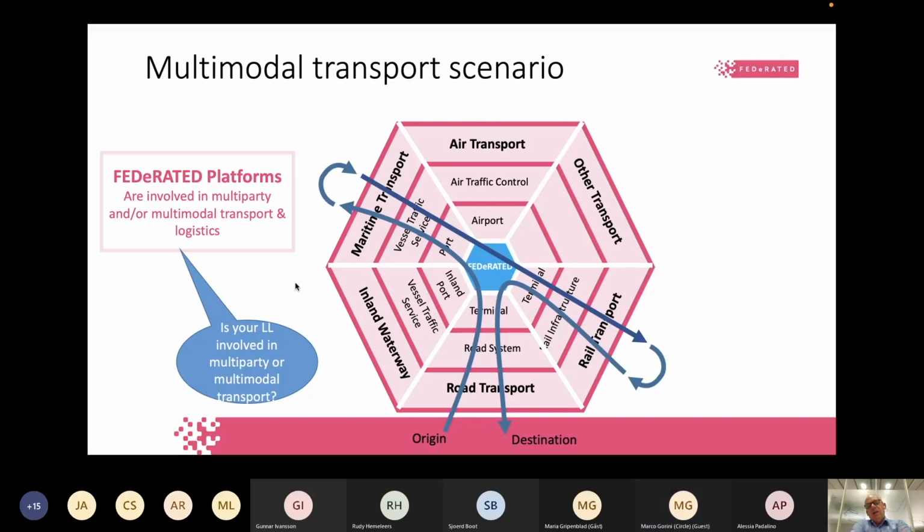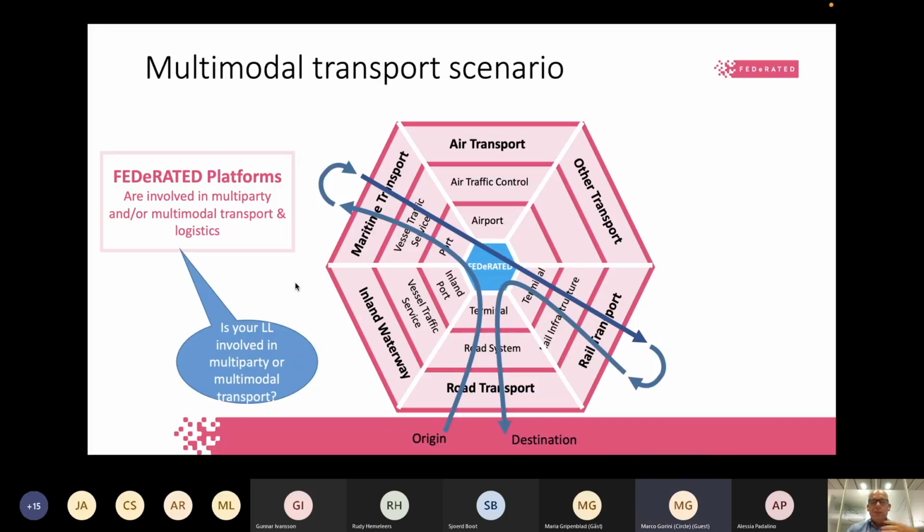Then subsequently on arrival, it gets transferred to a terminal for rail transport, and then it might go back to the road again, perhaps for a last mile delivery. And what you can see from this little picture is how quickly this becomes quite complicated.